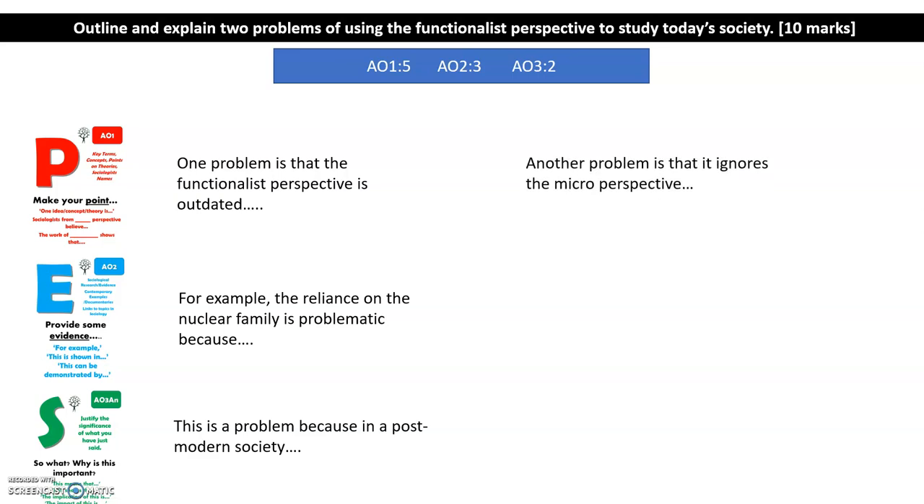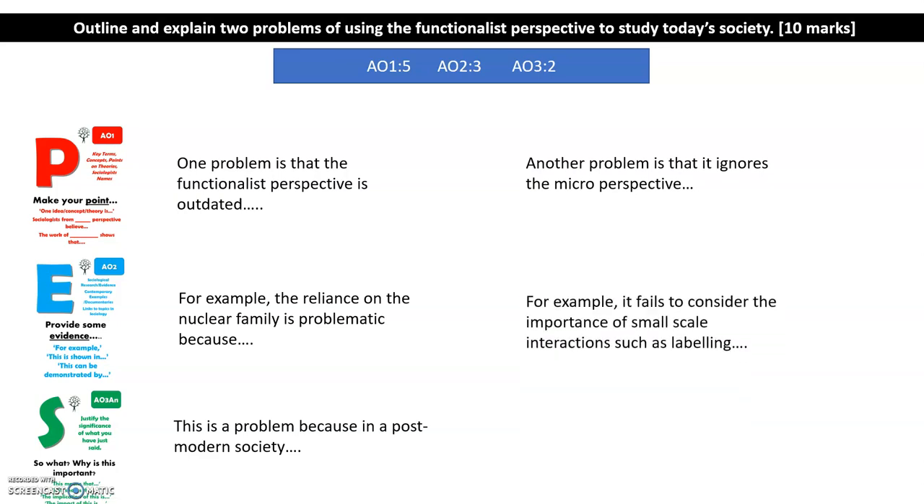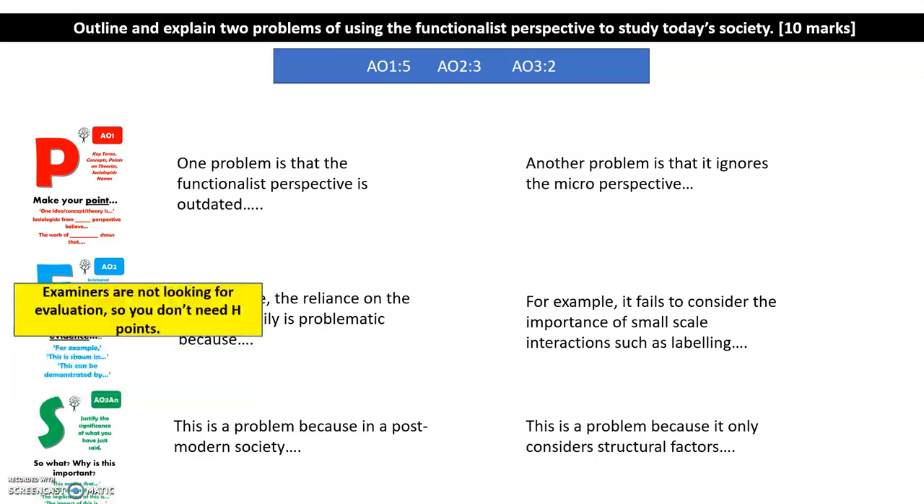Then I might go for our second point, that it ignores the micro perspective. It ignores that view of the actor, the individual, which an interactionist perspective would do much better. So it fails to consider the importance of small-scale interactions because it only focuses on the wider structure of society. And then you go on to talk about how that's a problem because it only considers structural factors. So it's very basic here, but you do need to really, really elaborate.